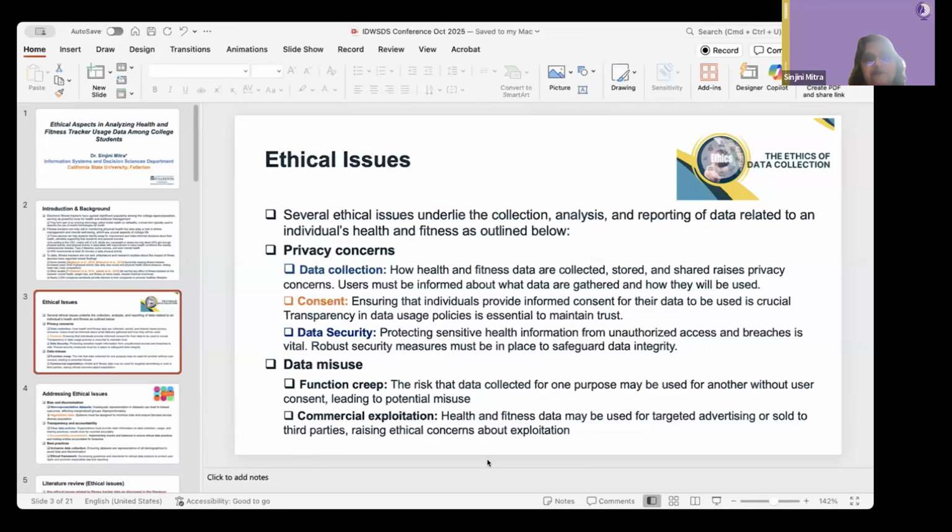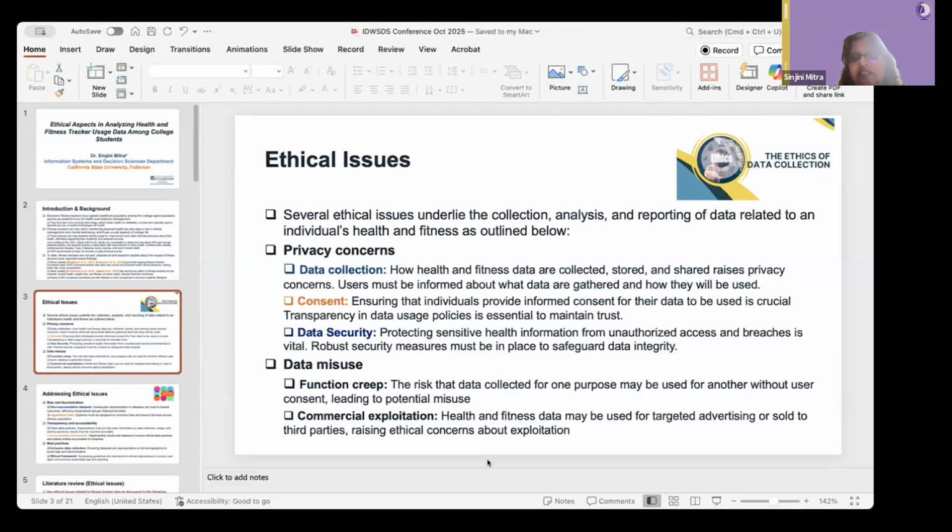And data security, of course. After you collect the data, protecting all this sensitive health-related information is very important in order to prevent unauthorized access and breaches. That's very vital. Robust security measures are therefore very necessary in these cases to help safeguard data integrity and maintain the security of the data. And there are some potential misuse situations that happen. There's a term that I heard very recently. It's called function creep. I know what it means, but that whole terminology was kind of new for me. I heard it a few months ago.